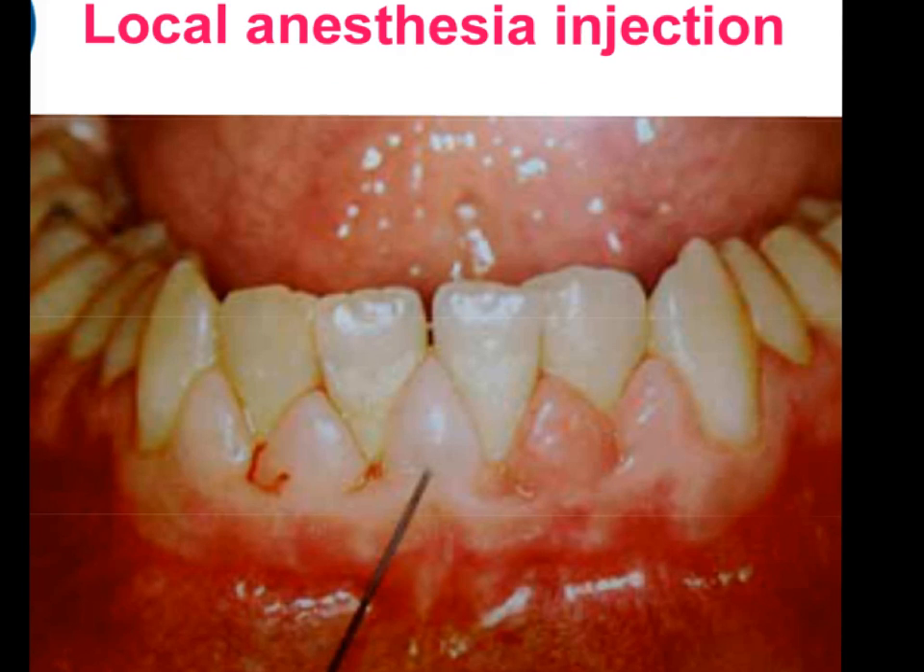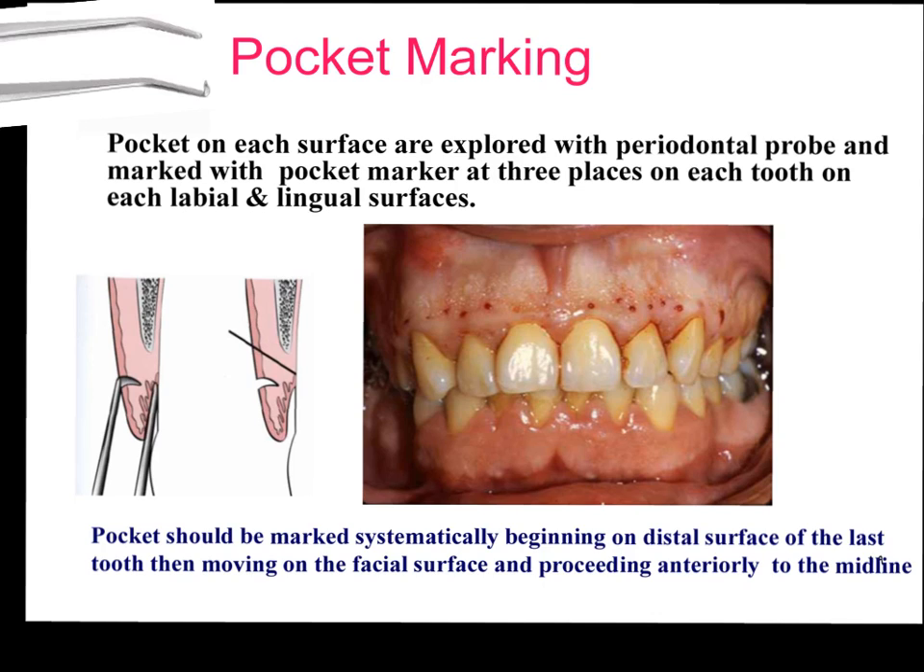This is the local anesthesia. This is the pocket marking. This is how we mark the area with a pocket marker. This is the pocket marker here from the side. We explore it first of all with the periodontal probe, and after that we mark it. We mark on each tooth 3 places on each tooth for each labial and lingual surfaces.